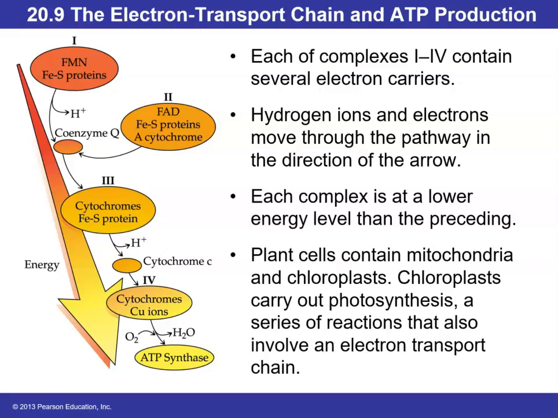As we go through these different complexes from complex 1 to complex 4, they contain several carriers of electrons and hydrogen ions. They move through pathways that are continually lowering in energy as they proceed down the chain. So if we look at these chemical reactions, they can easily flow. It's kind of like a waterfall. Plants also contain mitochondria and chloroplasts, where chloroplasts do the opposite reaction in a series of reactions that involves electron transport chains. So they do something very similar in the chloroplasts as well.